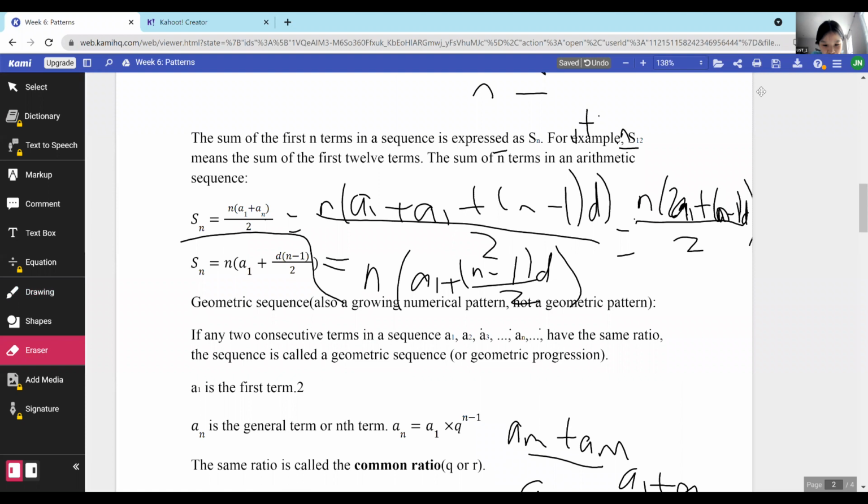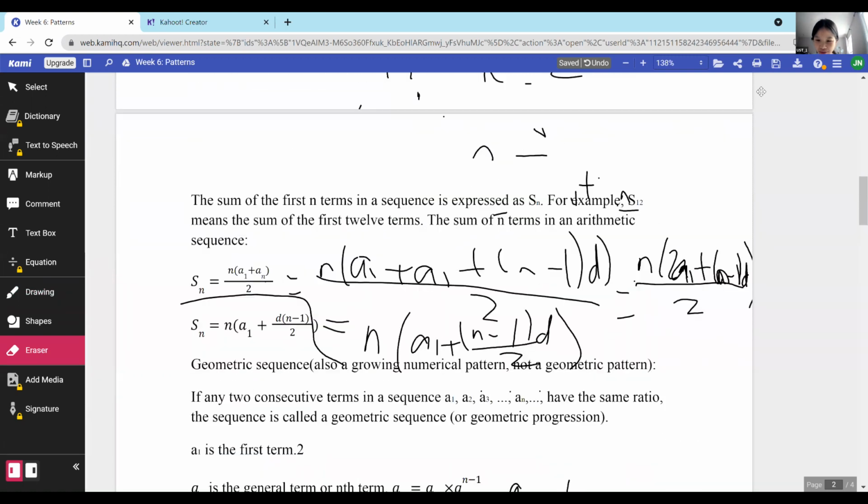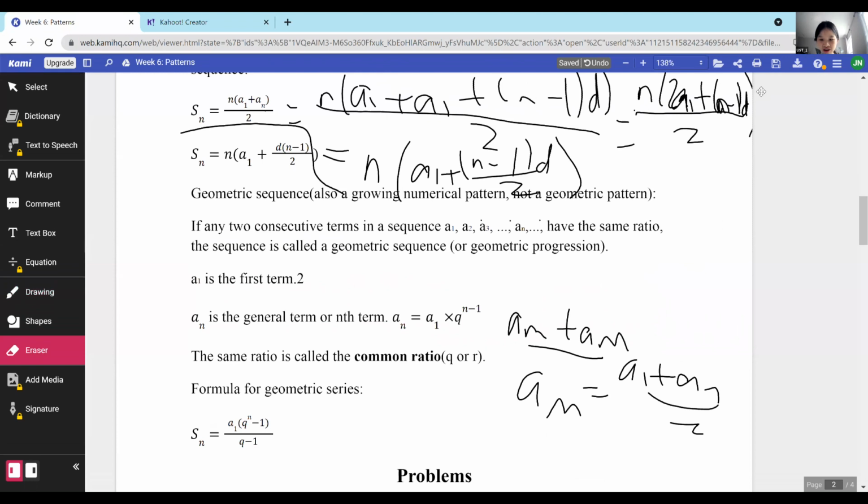Geometric sequences are also a growing numerical pattern, and they're not to be confused with geometric patterns, which we classified earlier, which involve shapes. If any two consecutive terms in a sequence have the same ratio, the sequence is called a geometric sequence. Sometimes arithmetic and geometric sequences are also known as progressions.